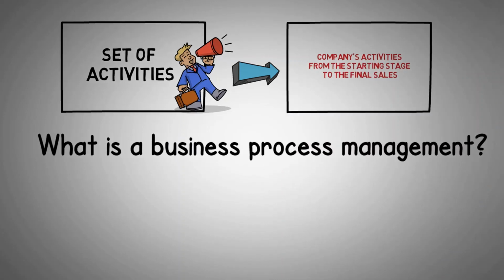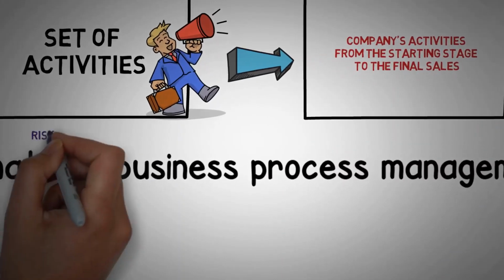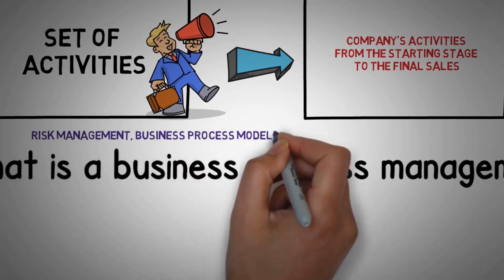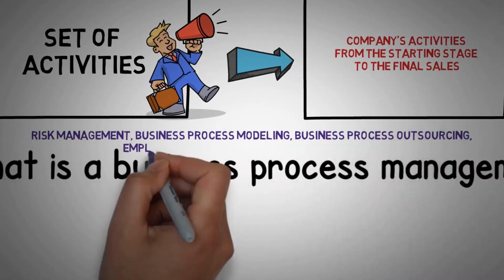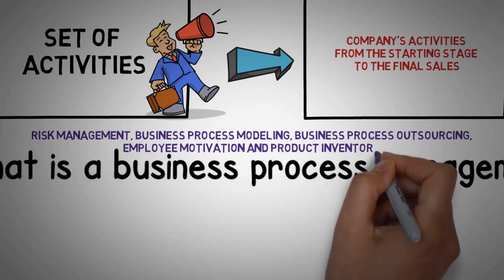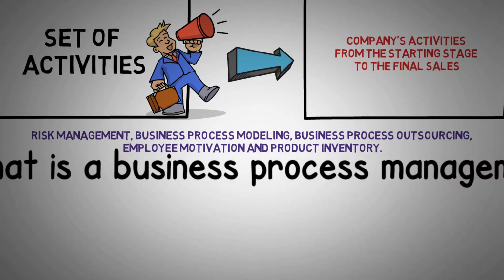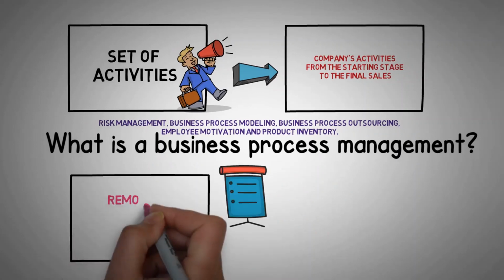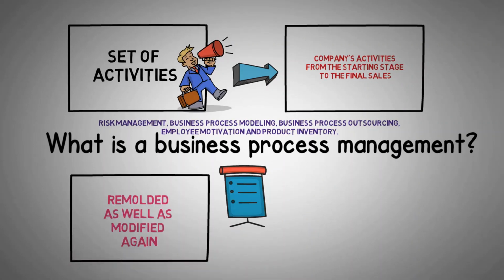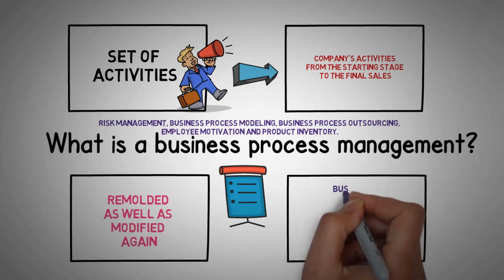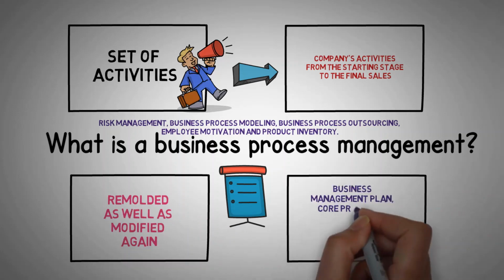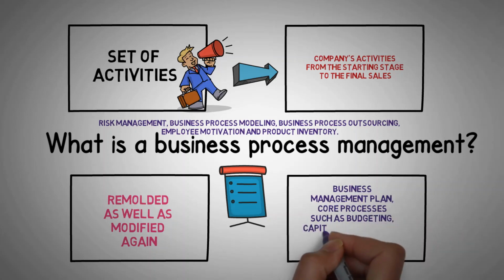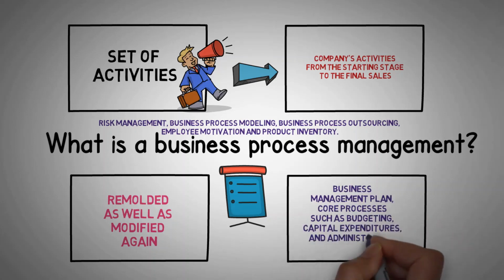The key components involved in business process management are risk management, business process modeling, business process outsourcing, employee motivation, and product inventory. The main advantage of business process management is that it can be remolded as well as modified again according to the needs of the changing business environment. By introducing a business management plan, core processes such as budgeting, capital expenditures, and administrative processes can be perfectly managed.